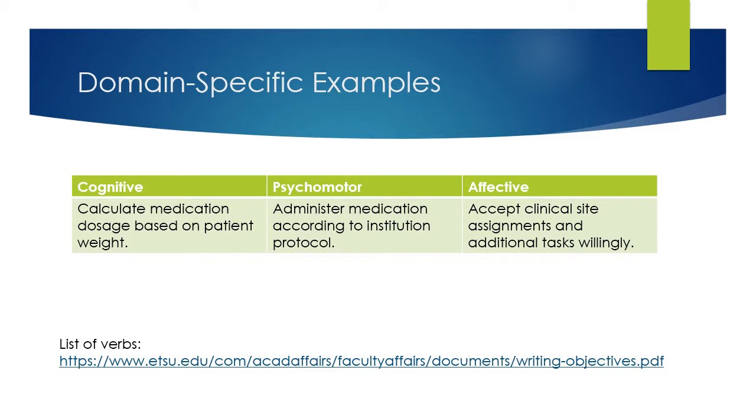And then in the affective domain, again, that's the more reflective, that's judgment, appreciation. We could indicate what we want our learners to be able to display. For example, they need to accept clinical site assignments and additional tasks willingly. So I've provided a reference here for you that's a list of verbs that are organized by domain so that you could better indicate what performance you want your learners to be able to display at the end of a unit or a course.